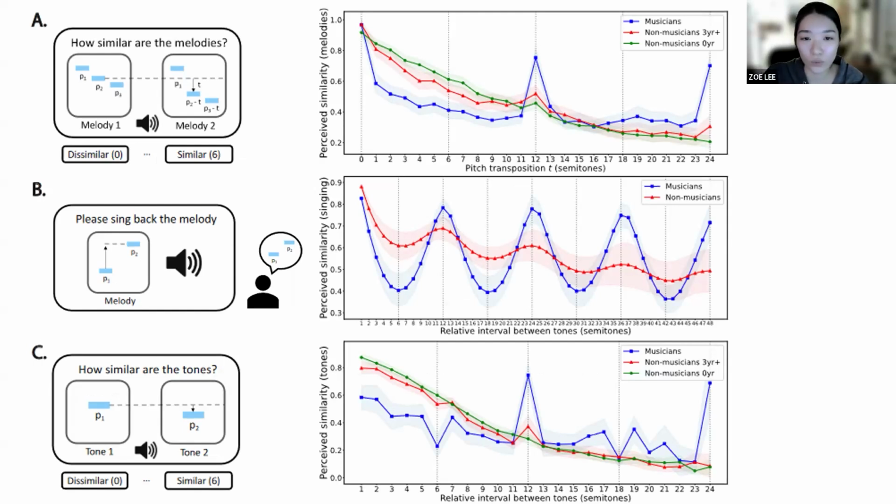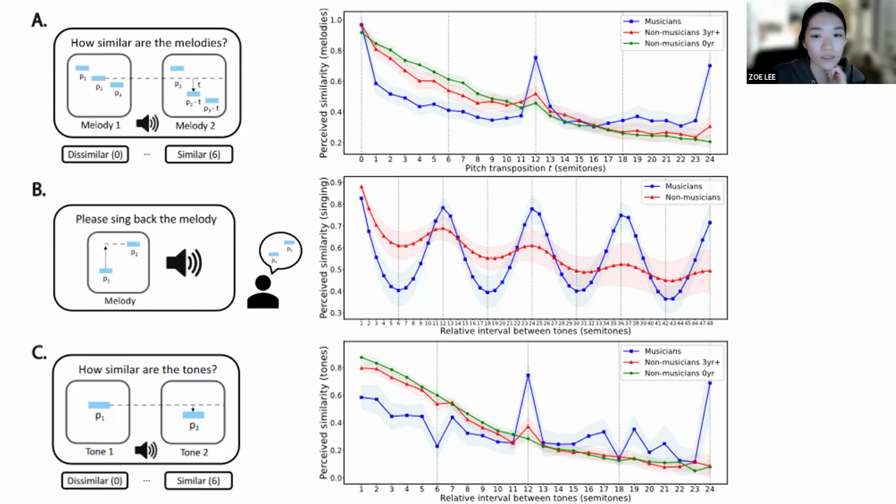The first one asks participants to judge on a Likert scale how similar the 2 presented melodies are, and the tones are embedded in the melodies. Then there's another perceptual evaluation task with just single tones in isolation, that you can see in C, also on a Likert scale, rating how similar the tones are.